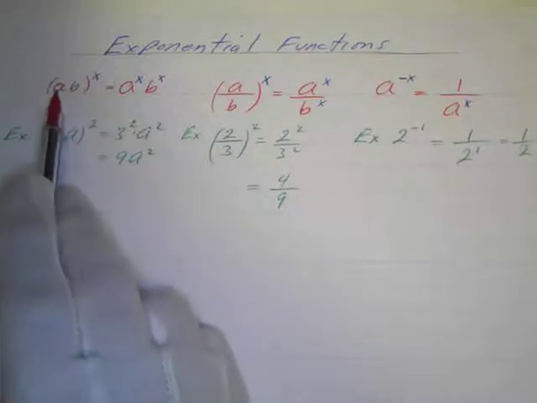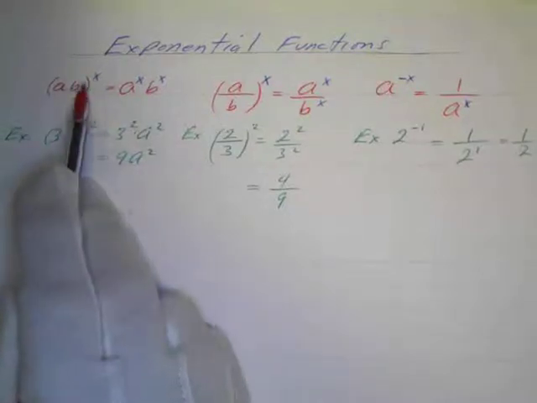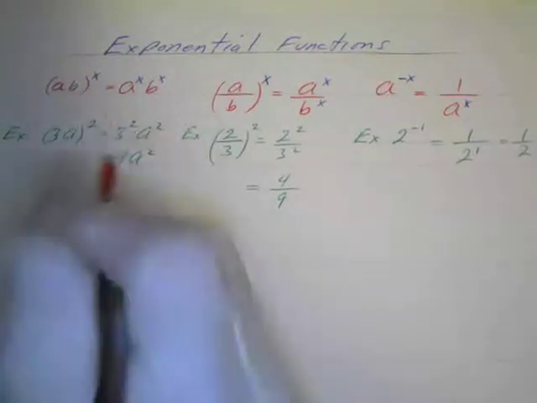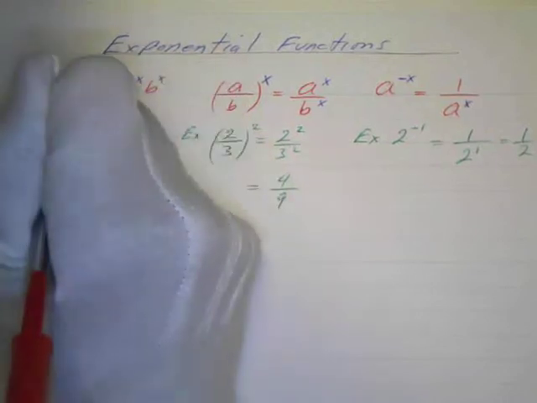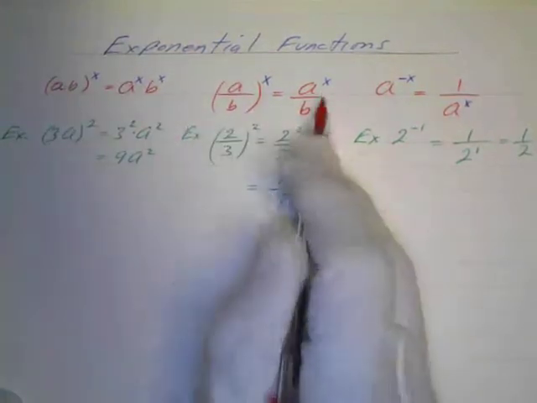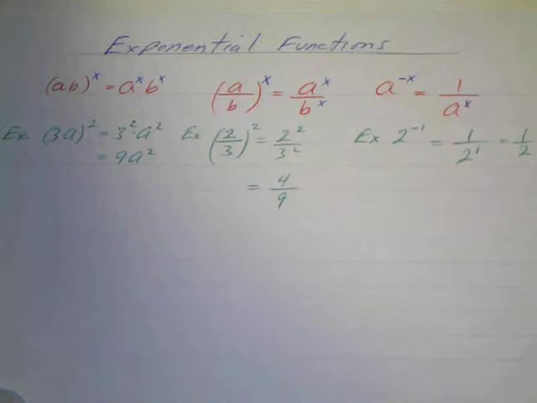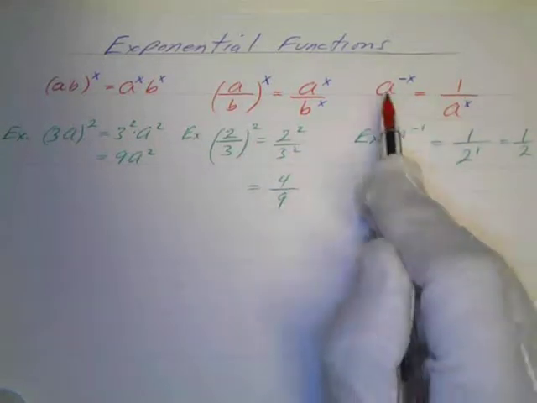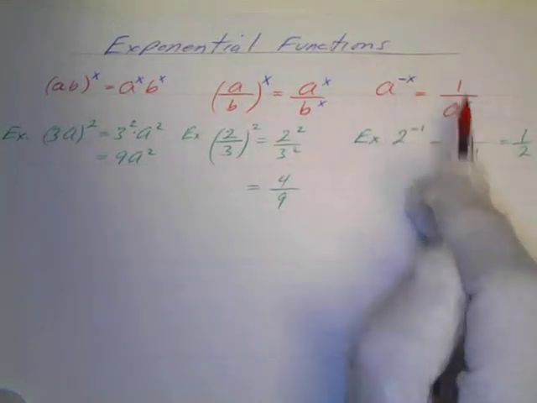If we've got a product (a times b) to the x power, that's the same thing as a to the x times b to the x. And if we have a quotient (a over b) to the x, that's the same thing as a to the x over b to the x. And this is an important one. If we have a to the negative x, that's the same thing as 1 over a to the positive x.